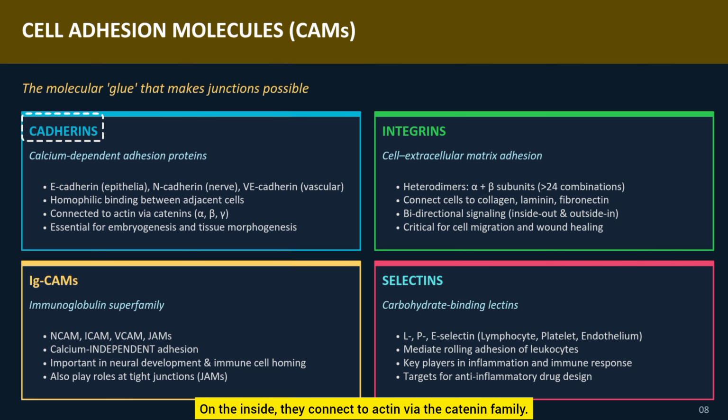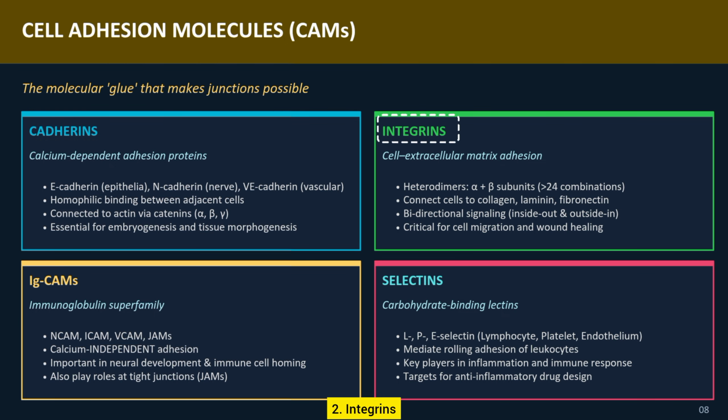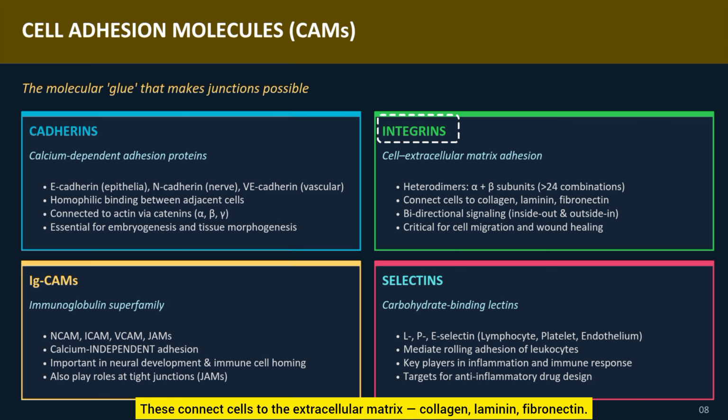On the inside, they connect to actin via the catenin family. Loss of E-cadherin is a hallmark of cancer invasion. It triggers what we call epithelial to mesenchymal transition, or EMT. Number 2, Integrins. These connect cells to the extracellular matrix: collagen, laminin, fibronectin.